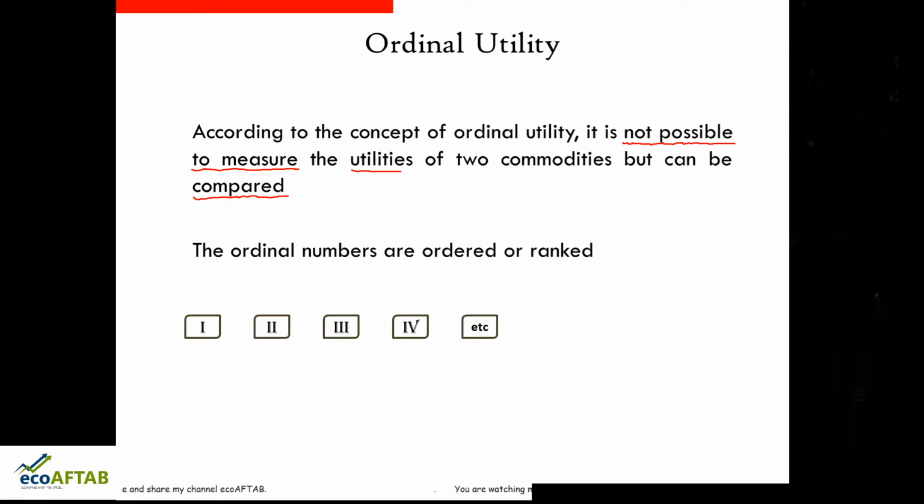So here if I give you a choice, if I ask you, would you like mango ice cream or vanilla ice cream? You would say that my first preference would be for mango and my second preference would be for vanilla. So here you are giving your preferences on the basis of ordinal numbers. You are giving them the ranks.